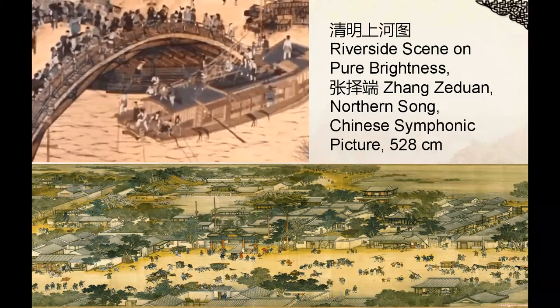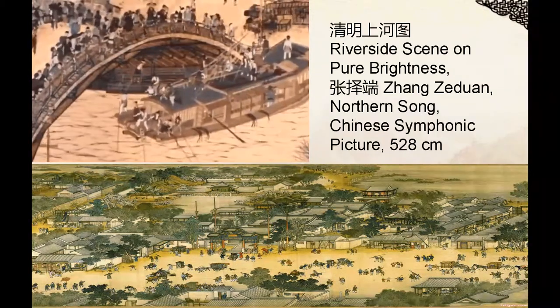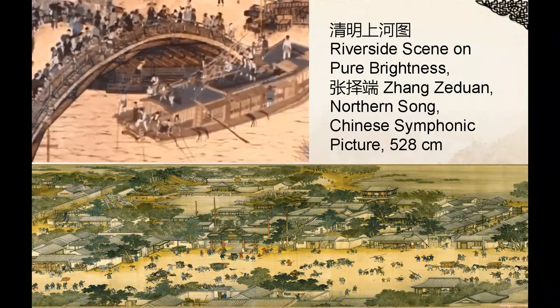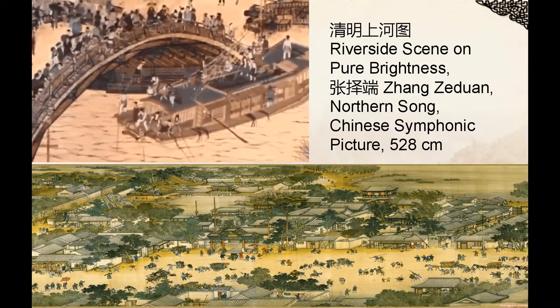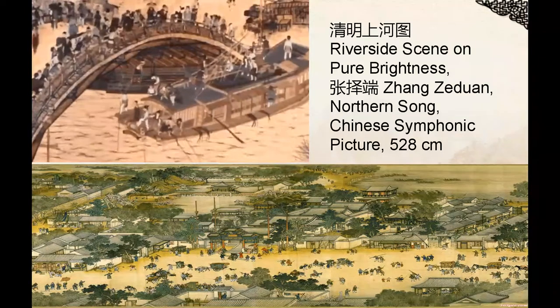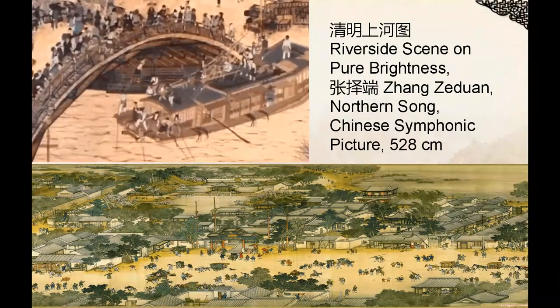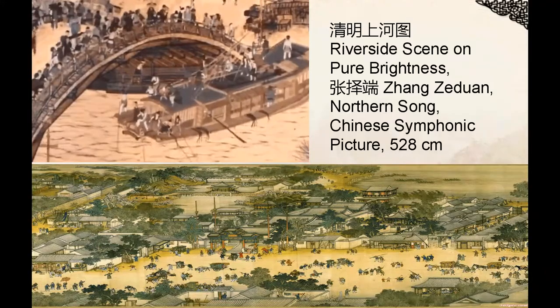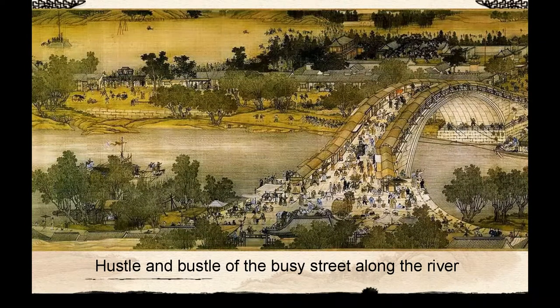It captures the daily life of people at the capital Beijing, today's Kaifeng, on pure brightness, revealing the lifestyle of all levels of society from rich to poor, as well as prosperous economic activities in rural areas and the urban city. We can feel the hustle and the bustle of the busy street along the river. And the images of boats, bridges, and shops are geometrically accurate.